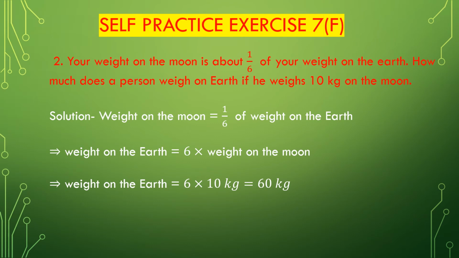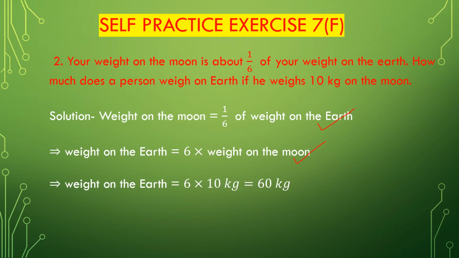Now we solve question number 2. Question number 2 is a word problem. Your weight on the moon is about 1 divided by 6 of your weight on the earth. How much does a person weigh on earth if he weighs 10 kg on the moon? We are given that weight on the moon is 1 divided by 6 of weight on the earth. And so weight on the earth will be 6 multiplied with weight on the moon.